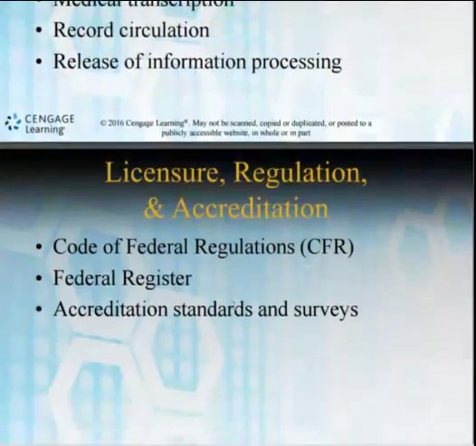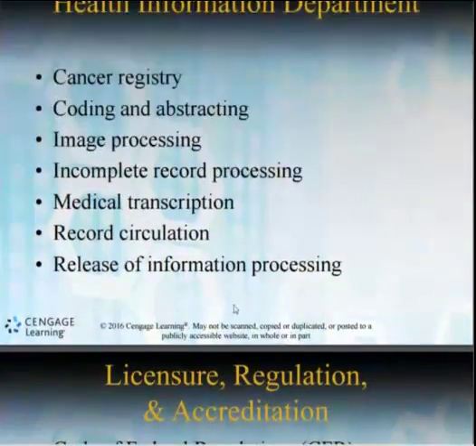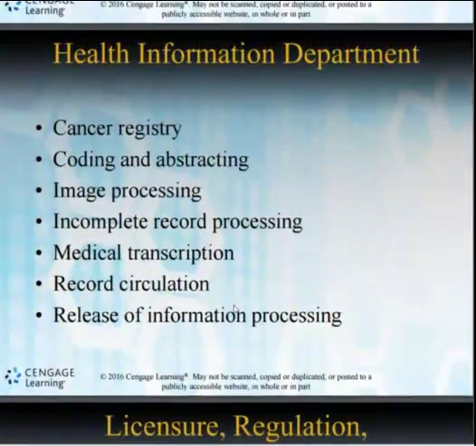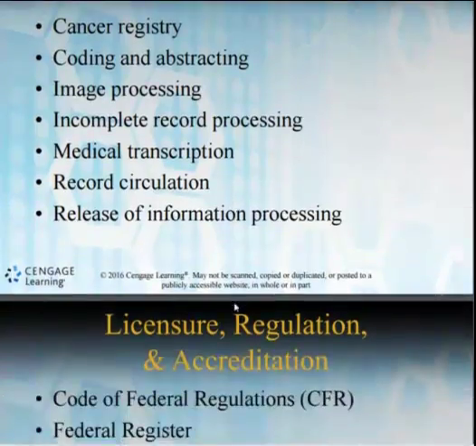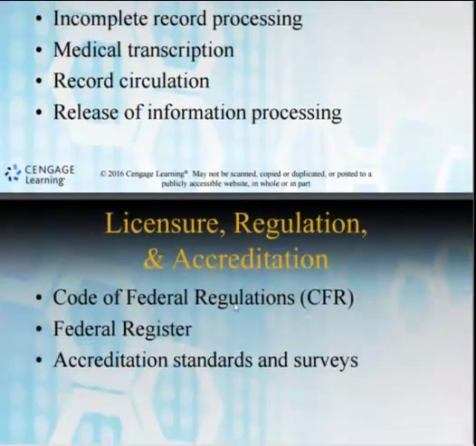Now, the Code of Federal Regulations, which is known as the CFR, let me say one thing first, sorry. Health Information Department, there's another table that starts on page 33 that again goes through some of those areas where you can work with health information. Now, as far as licensure, regulations and accreditation, licensure is allowing a facility to operate and practice medicine, and each state is the one that's going to give that license.